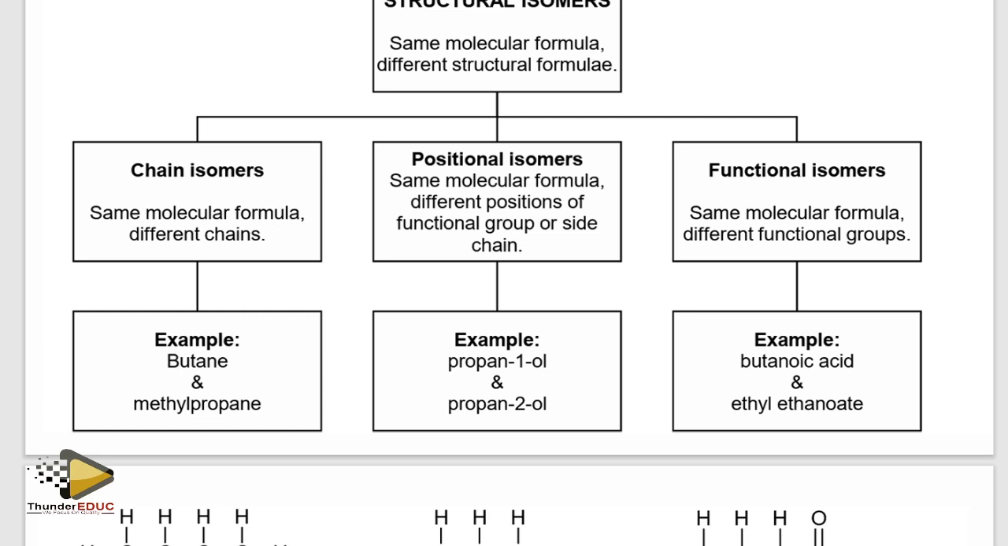All right, let's start without wasting time. Naming: there are some things you need to understand before you go completely into naming. We have to know the suffix and the prefix. The suffix is determined by the homologous series. And then you have to know the prefix.